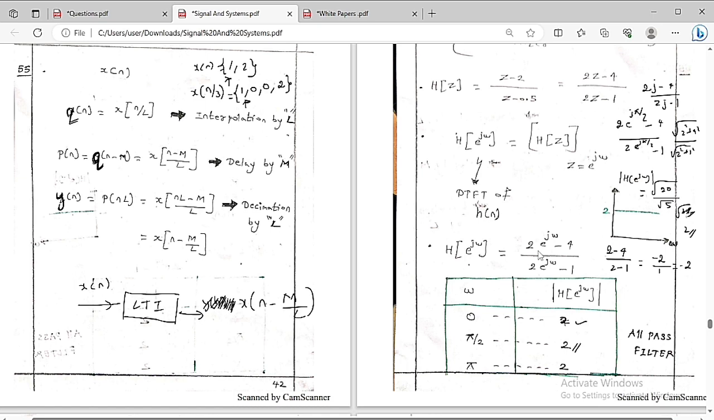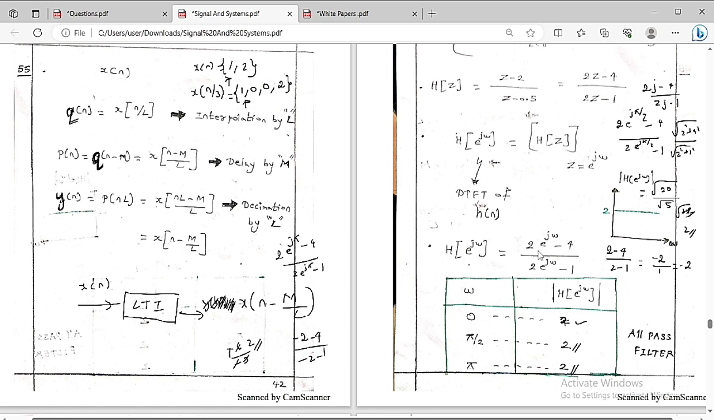Similarly, if we substitute pi, what do we get? 2 into e to the power of j pi minus 4 by 2 into e to the power of j pi minus 1. e to the power of j pi is simply minus 1. So (minus 2 minus 4) by (minus 2 minus 1). Minus 2 minus 4 is minus 6, divided by minus 3. The minus sign cancels, so we get 2. You see, for different values of omega, the magnitude value is the same. So we can say this is an all pass filter.